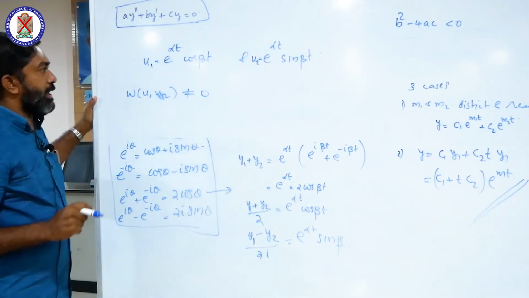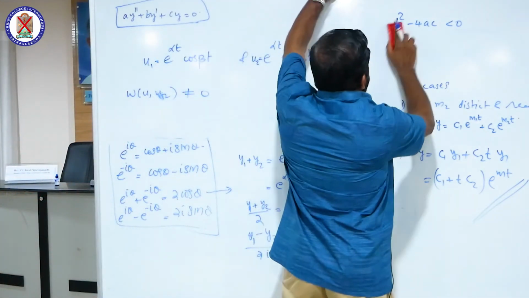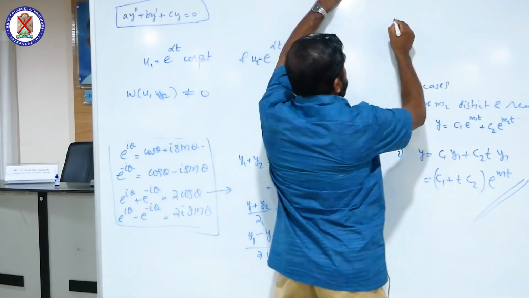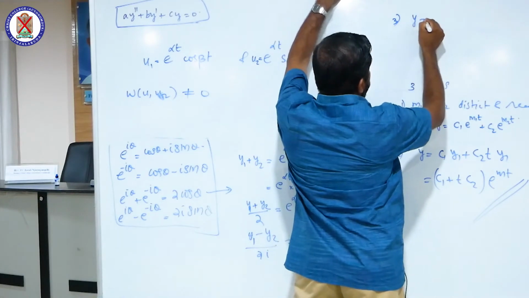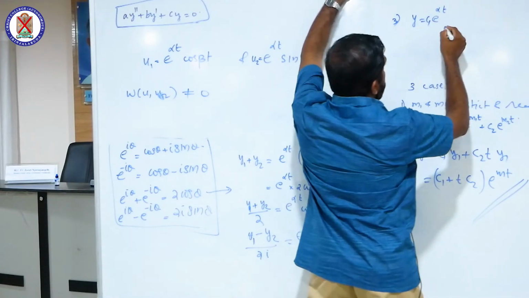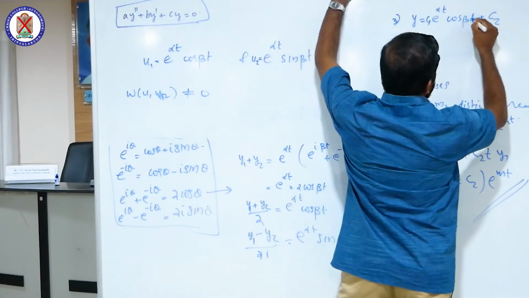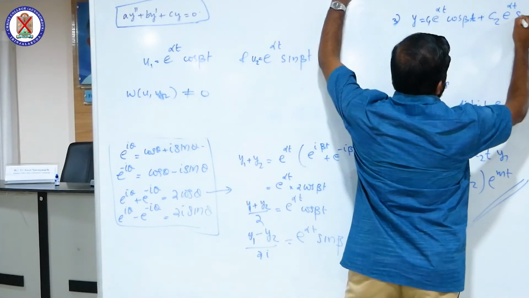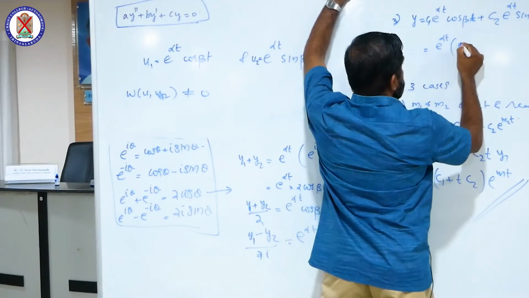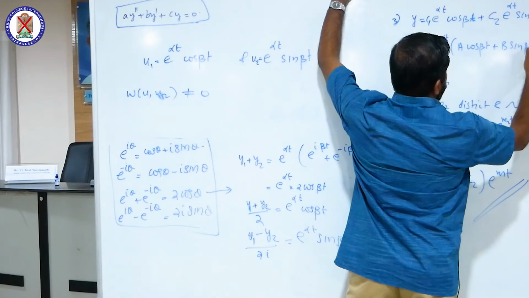So we can conclude that in this case, that is the case when the roots of the auxiliary equation are complex numbers, then the general solution can be taken in the form y equals c1 e raised to alpha t cos beta t plus c2 e raised to alpha t sin beta t. Normally we express it like this: e raised to alpha t into a cos beta t plus b sin beta t, where a and b are the constants.